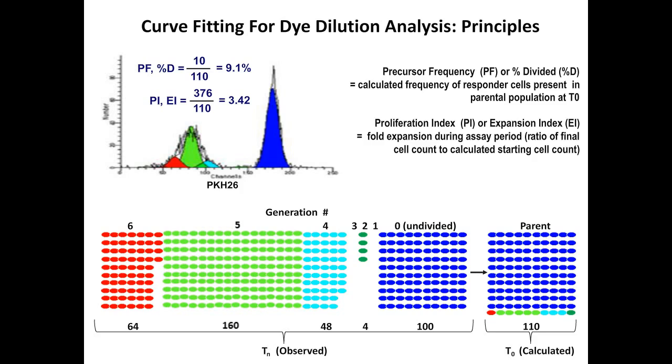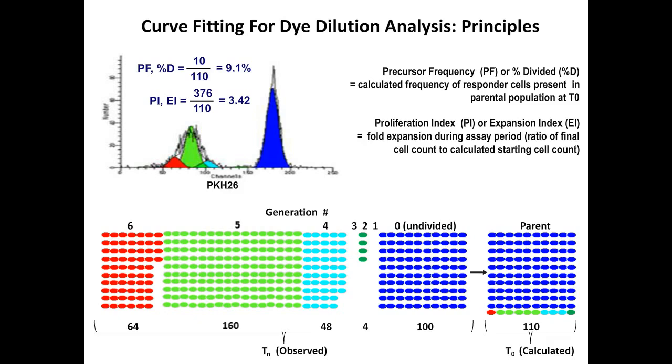The other thing we can calculate is the proliferation index. In this case, it's the total number of events that you see in the final day 7 culture divided by what the theoretical number was when you start off. In this case, that's 376 divided by 110, which is essentially a 3.4-fold increase in the number of cells while they were in culture. And that's essentially equivalent to a stimulation index, or certainly a fold expansion.